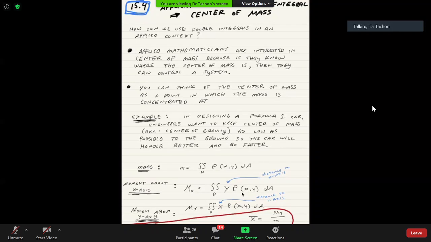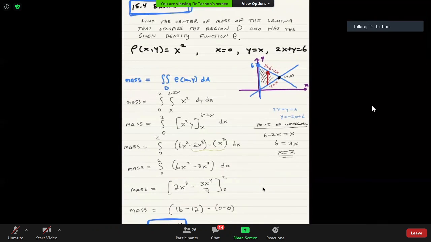It's going to be y times the function they gave us to represent the density. So it's going to be that. Here we are, and I need a few more pages for this problem. So let's go to the next page. I'm going to keep this page.